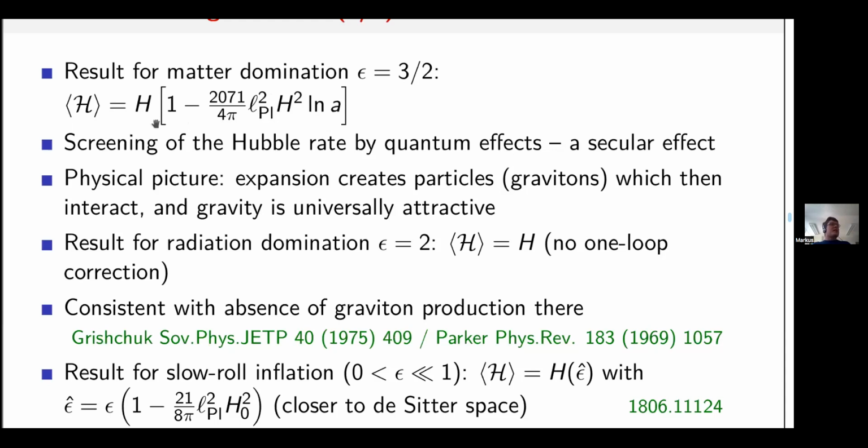And so you see that the Hubble rate that people can observe actually goes down in time. It's a bit smaller than you would expect from the background. This is what people call screening. It's screened by quantum effects. Look at one-loop quantum effects. So there's a Planck length here. And so this is what people also call secular effects. And so this is something that now, well, numerically, it's very small, so not very nice, but in principle, this could be observed.